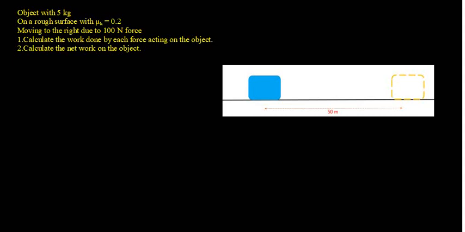Hello everyone. Today we have a new example related to work and energy. In this example, it's all about the work done on an object because of a force. So the scenario of the question is, there is an object, 5 kg as a mass, on a rough surface. We can draw a rough surface usually like this, a zigzaggy part. So that's the rough surface, doesn't matter.